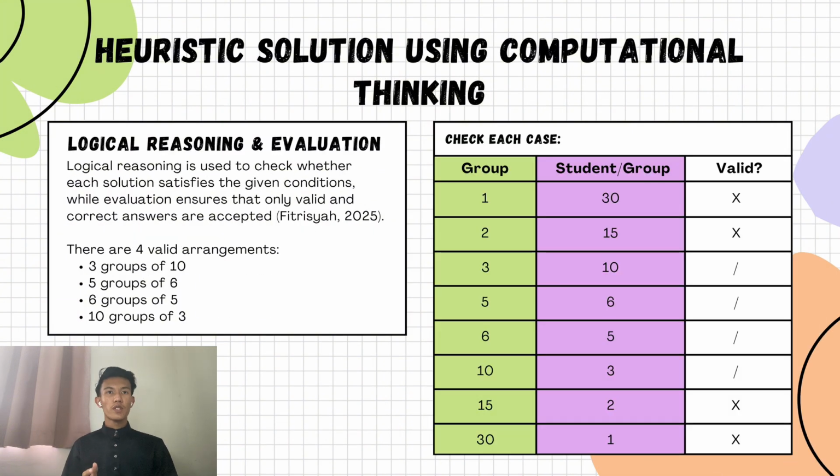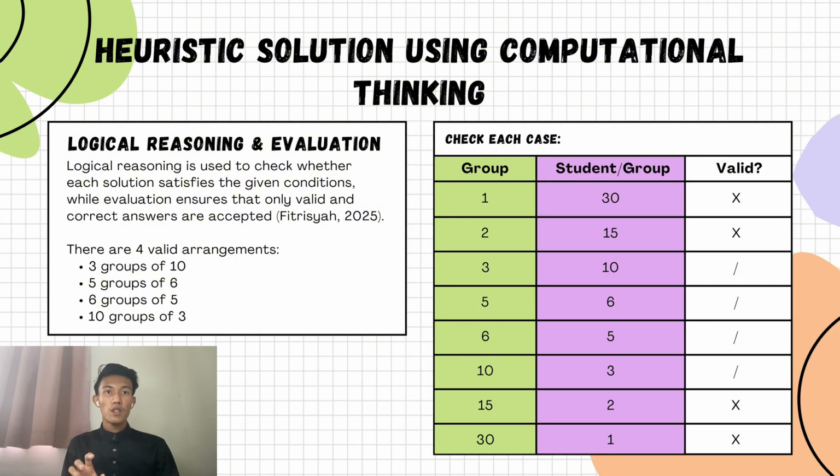Now, we apply logical reasoning and evaluation. Logical reasoning checks whether each solution satisfies all the conditions, while evaluation ensures only valid answers are accepted. Okay, so we check each case. One group of 30 students is not valid. Two groups with 15 students each is not valid. Three groups, 10 students each, is valid.